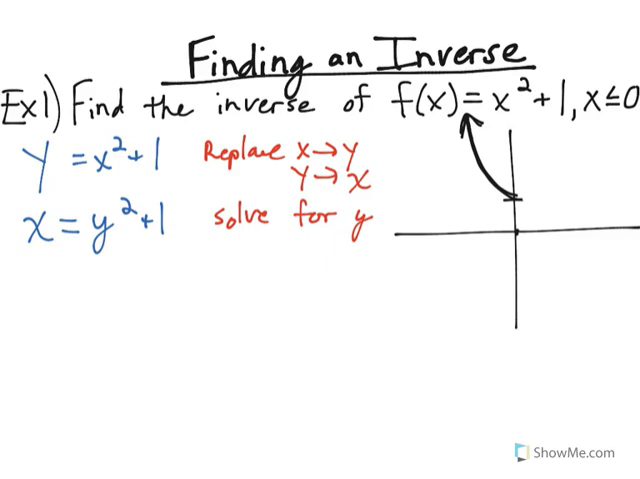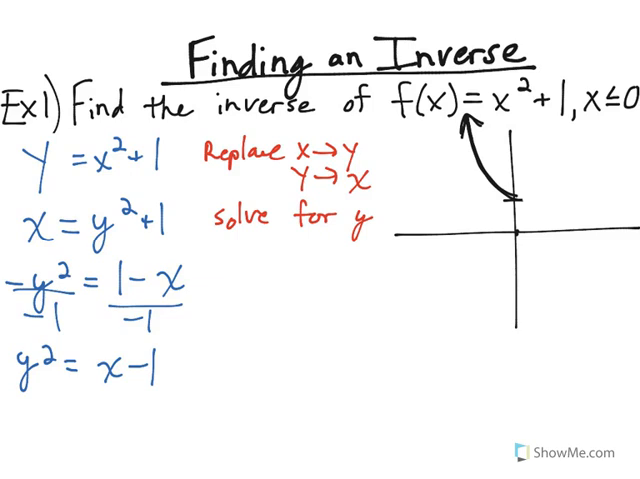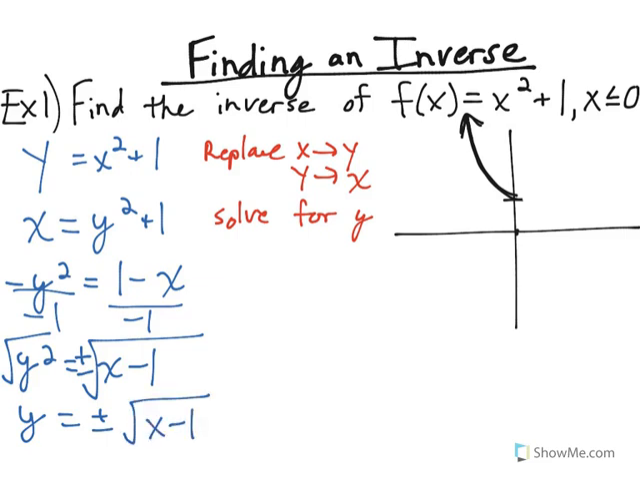So in order to solve for y, we'll bring the y over. So we have negative y squared, and we're going to bring the x over, so 1 minus x. Divide everything by negative 1, which flips it to y squared equals x minus 1. Now, to get y by itself, we have to square root both sides. Whenever you add a square root, you have to add a plus minus. So we have y equals plus minus the square root of x minus 1.